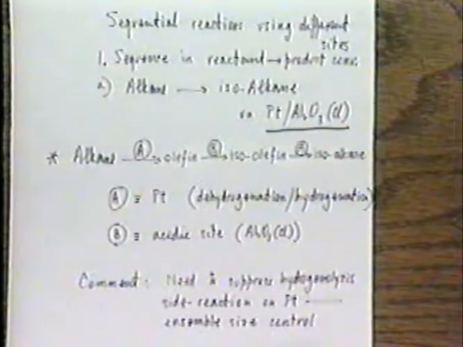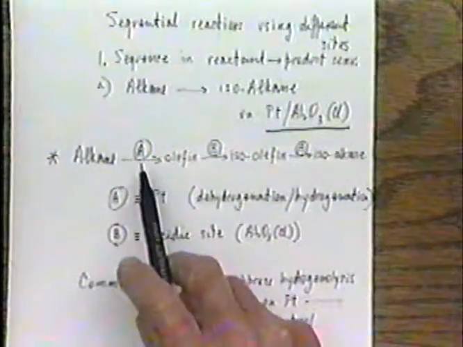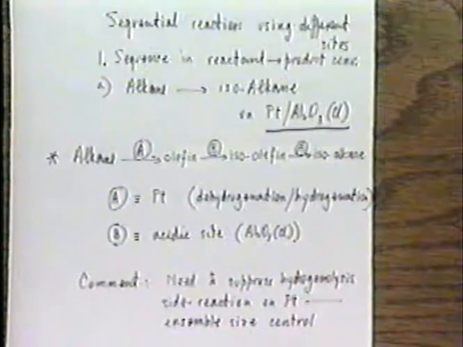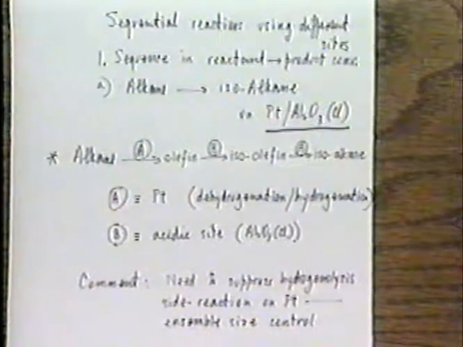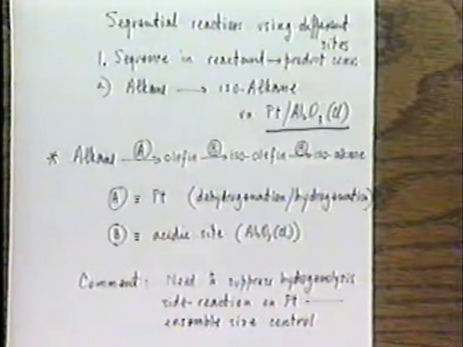And then the isoolefin is transferred back by the reverse of the mechanism which occurred in the first step of the reaction. That is, it is transferred back to the platinum site either by diffusion through the gas phase, desorption and readsorption, or it's transferred back by surface diffusion to the platinum site, and then the isoolefin is hydrogenated at the platinum site to the isoalkane.